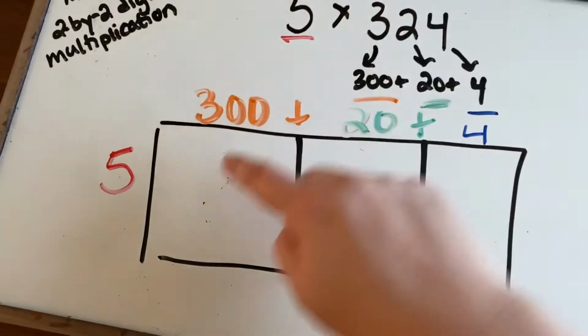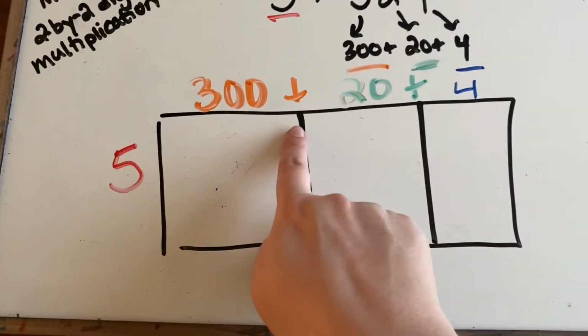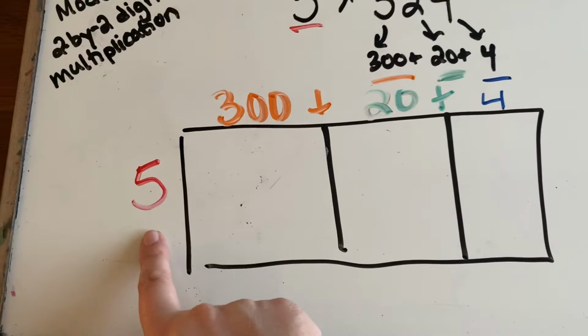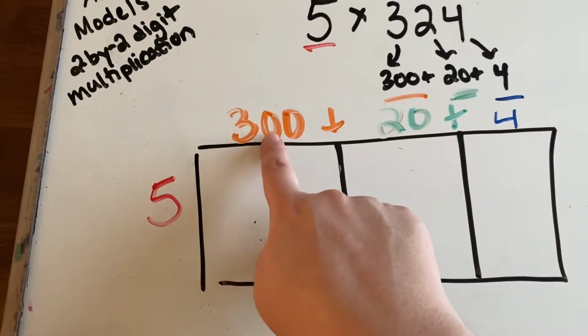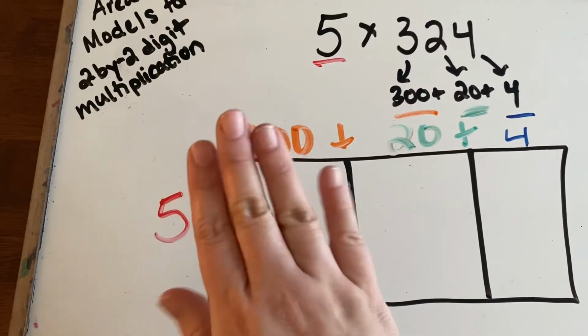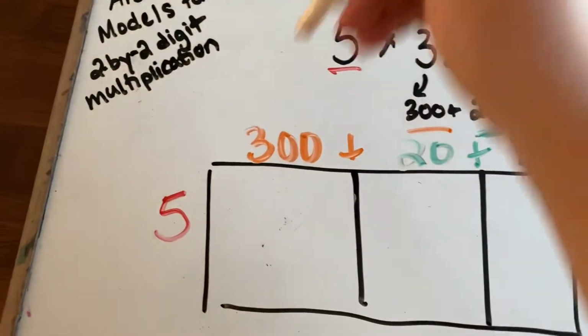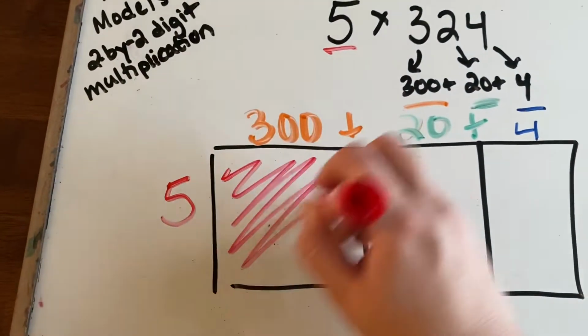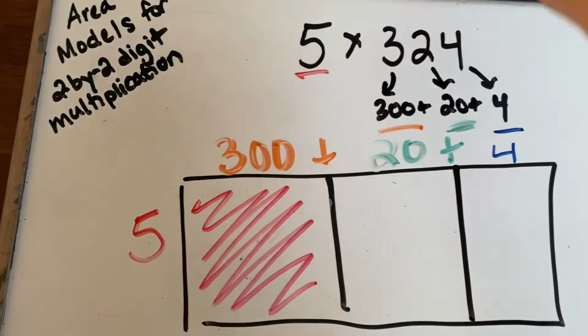And we know from before that we would multiply the side times the top, which means we'd multiply the red 5 times the orange 300. So I'm going to color this box both red and orange to remind me that those are the 2 numbers I'm going to multiply together in this box.